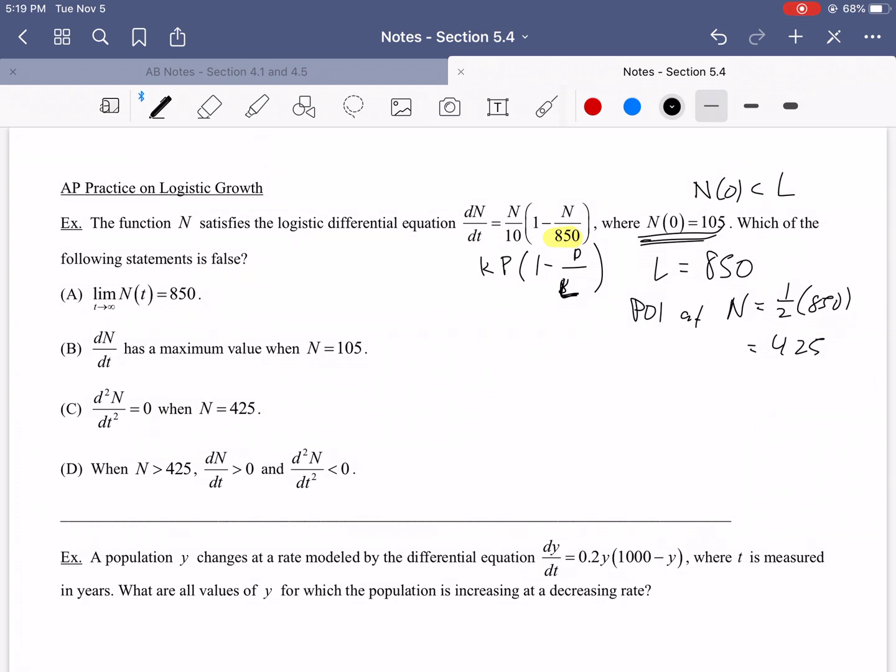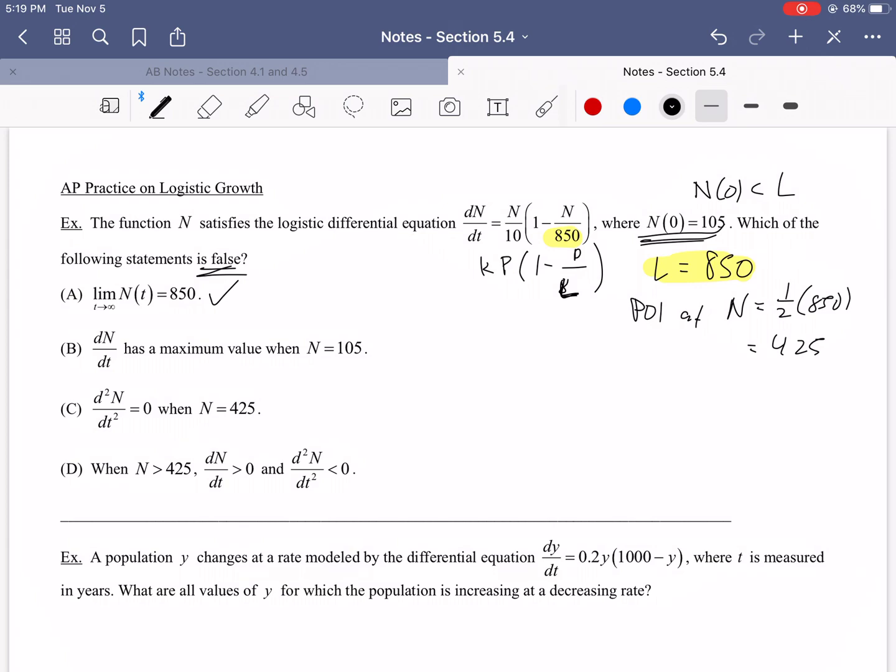Okay, so which of the following statements is false? Letter A says the limit as t goes to infinity of n(t) is equal to 850. Well, the fact that my L is equal to 850 tells me that this statement is true. That limit as t goes to infinity of n(t) is going to equal 850.